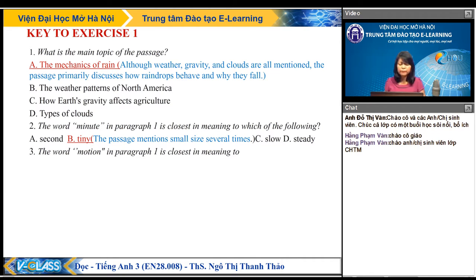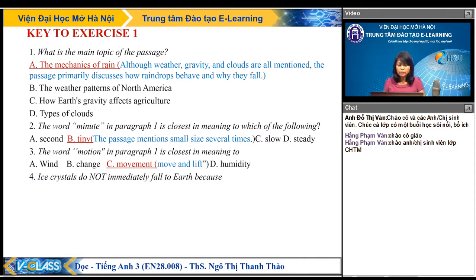Next one. What about the word motion? Motion in paragraph 1 is closest in meaning to wind, change, movement, or immediately. So the answer here is movement, because you can base on the keywords here, move and live, to show the movement.